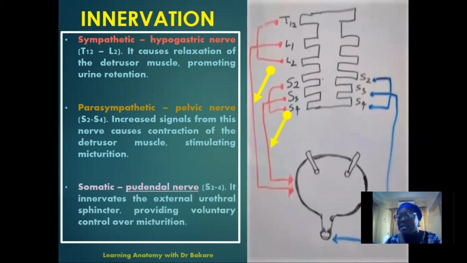Then we have the last one, the pudendal nerve. The pudendal nerve supplies the external urethral sphincter, which we mentioned earlier is a voluntary type of sphincter. You can actually control its action. It is supplied by the pudendal nerve, which also emerges from the second to the fourth sacral spinal nerves, and this provides voluntary control over the process of urination. This is the pudendal nerve.